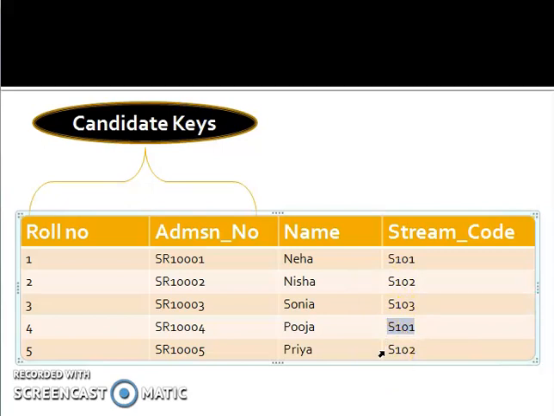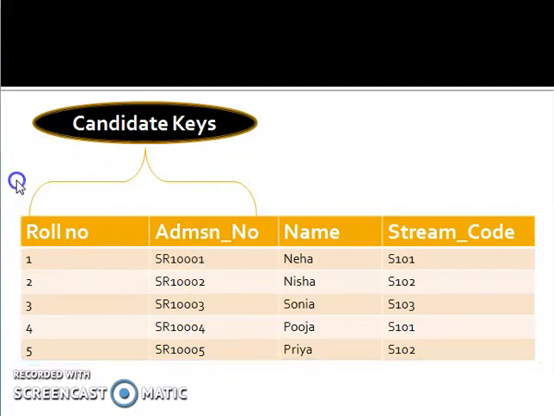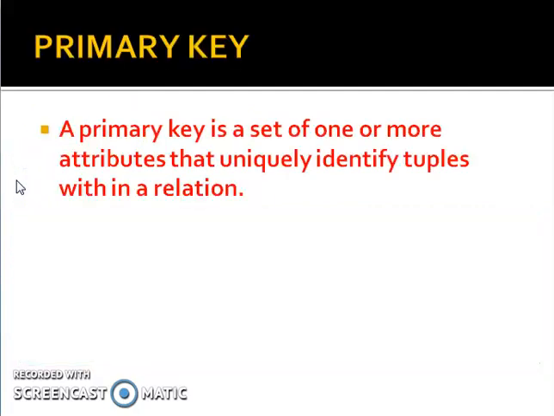So this is not uniquely identifying anything. So the name and stream code might repeat again and again. So there might be duplicate values inside a particular column. So we can select the roll number or admission number as a primary key. That is our wish. We can select the columns which uniquely identify the tuples within the relation. So that is called a primary key. So we can select any one of the keys as a primary key.